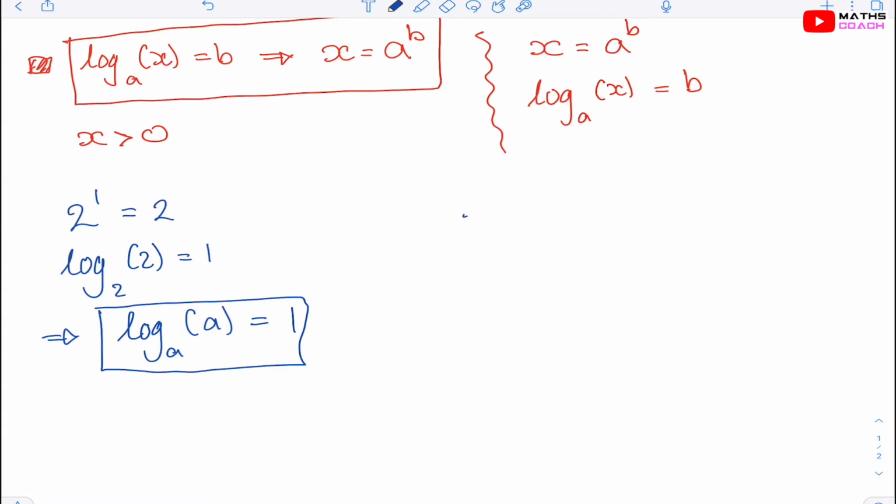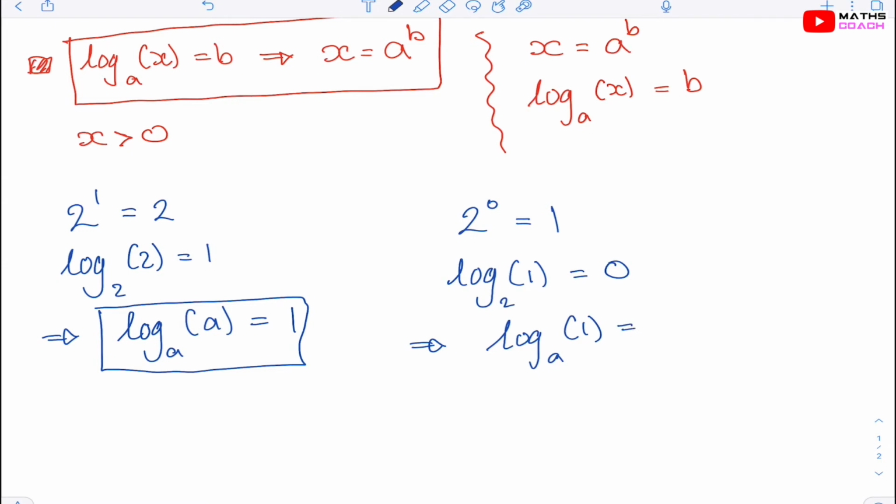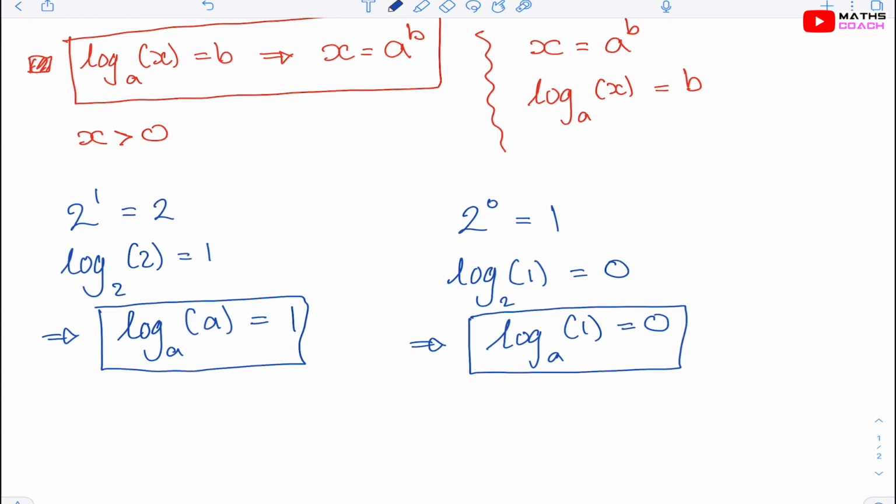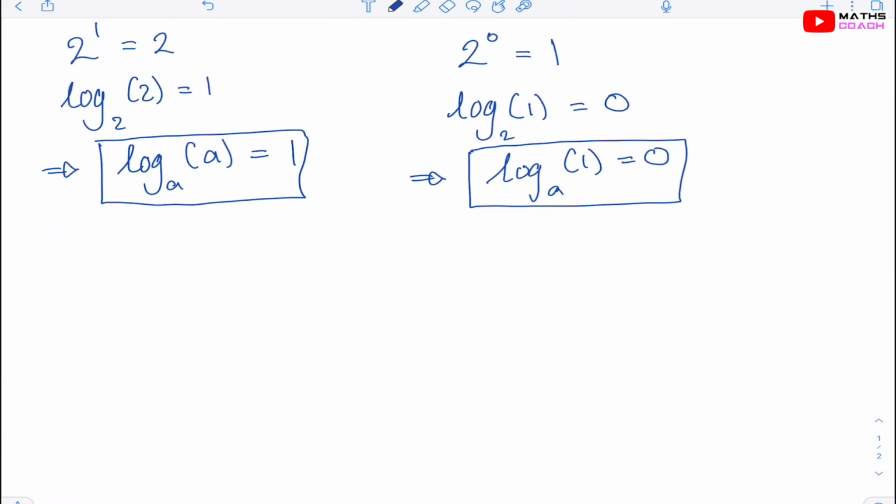Another common rule is 2 to the power of 0 we know is equal to 1. Well, anything to the power of 0 is 1, so therefore log of 1 to base 2, or 2 to what power gives me 1, that power is equal to 0. And this implies that log of 1 to base a, or a to what power gives me 1, is equal to 0. So whenever you have a log of 1, it will always be equal to 0, and log of a to base a will always be equal to 1. Now for the next rule, let's go back to our previous example.